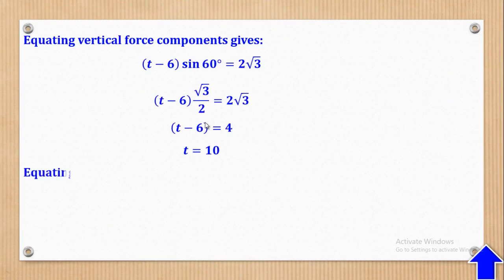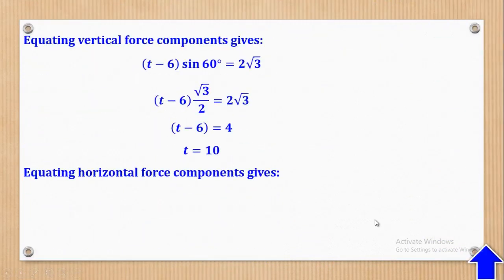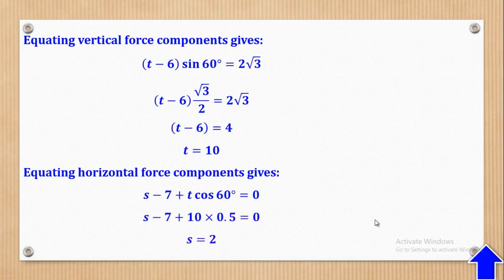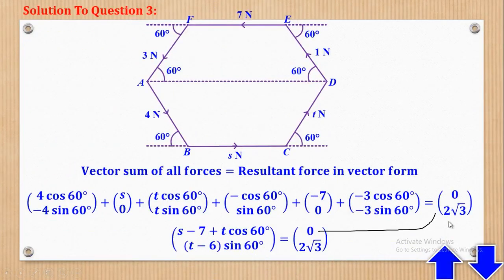After that, I'll also come and equate the horizontal components of the force. So the horizontal component will be S minus 7 plus T cos 60 degrees being equal to 0. So I'll equate to 0, then I'll simplify to make S the subject. So I'll come up with S being equal to 2. So basically that's what they wanted in this question, and now let's see how marks can be awarded.